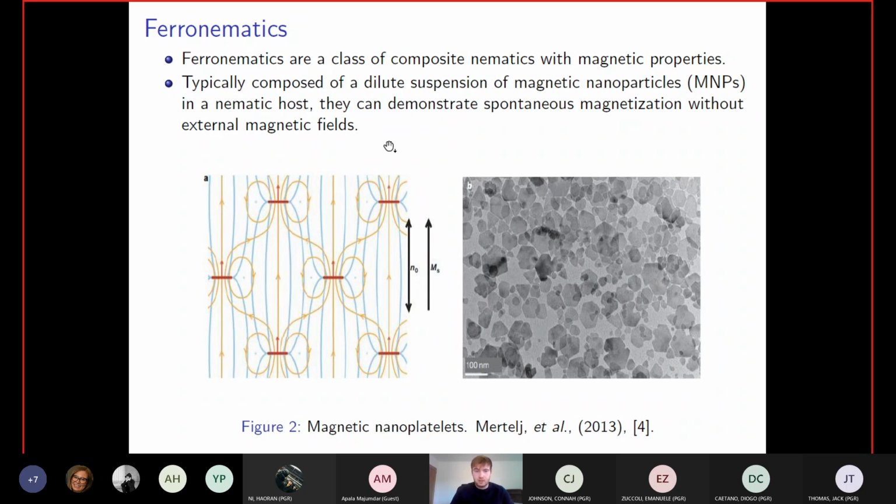And then ferronematics have similar applications to nematics. That includes display devices and optical devices, but the difference here is that the switching can now be driven with an applied magnetic field rather than an applied electric field. On the right here, you can see some platelet-shaped MNPs in a nematic host. And on the left, just a schematic representation of the distortion of the director, which is the blue lines, and the distortion of the magnetic field, which is the orange around the MNPs in red.